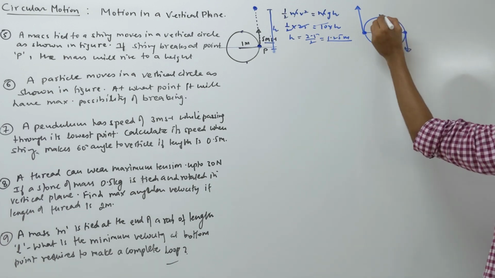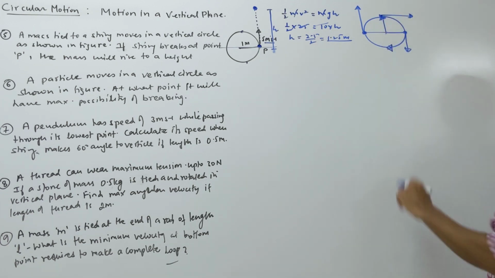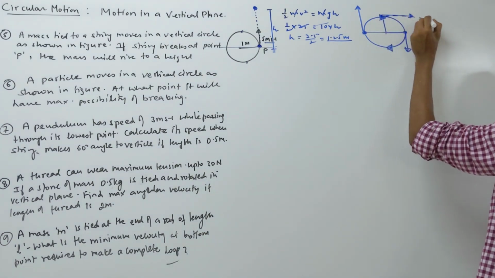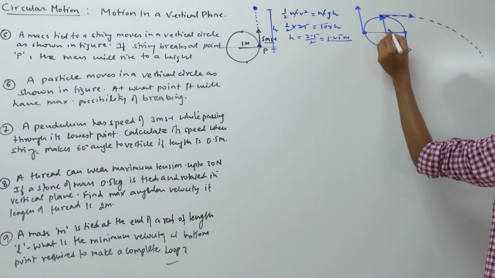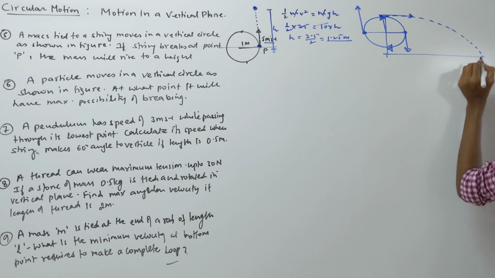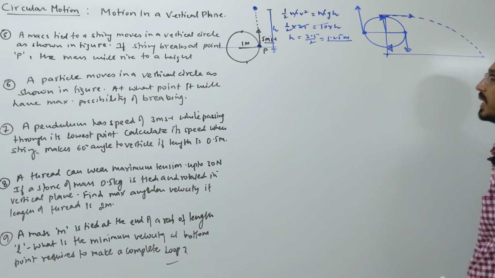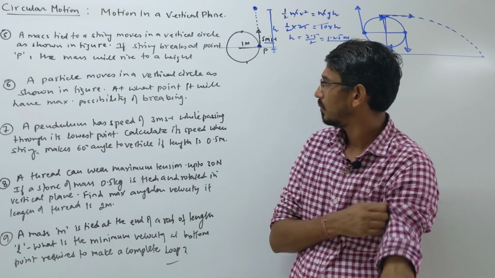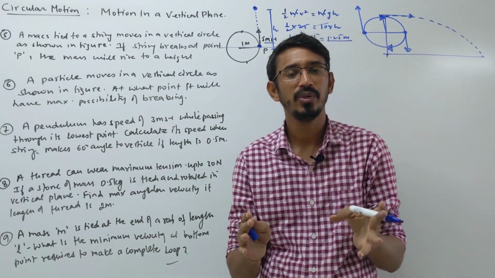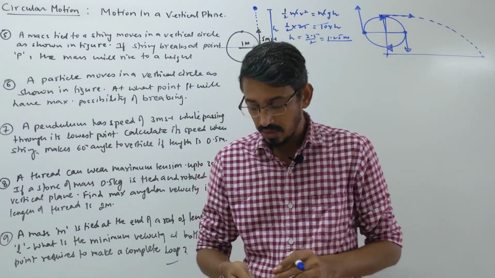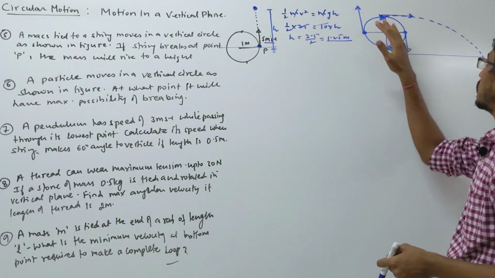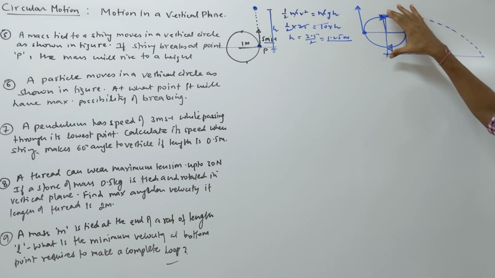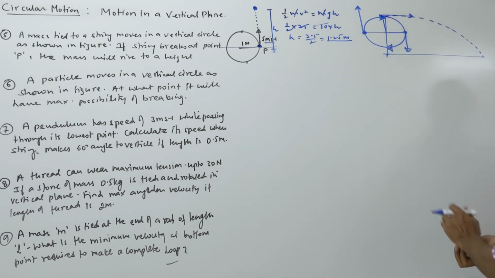But suppose the string breaks at the top point, then the stone will move that way. This is called a parabolic path. So in our 2nd chapter, the motion chapter, we learned projectile motion. For the people viewing this video on YouTube, I have not taught that topic yet. This is called projectile motion. I will teach that topic very soon. It will move in a parabolic path.